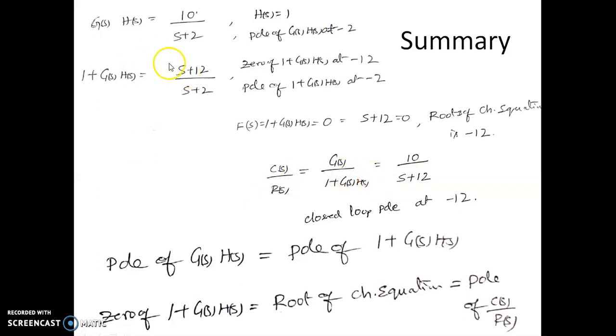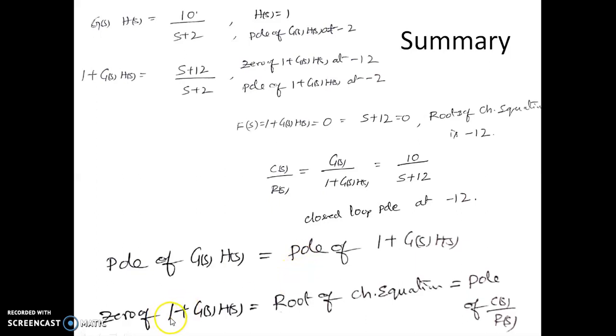Looking at all these four, we can conclude that the poles of G(s)H(s), that is this minus 2, are equal to the poles of 1 plus G(s)H(s), which is evident here. You can see s plus 2 in the denominator, which is exactly the same s plus 2 for 1 plus G(s)H(s). That is, the pole of G(s)H(s) is the same as the pole of 1 plus G(s)H(s). So this is one understanding.